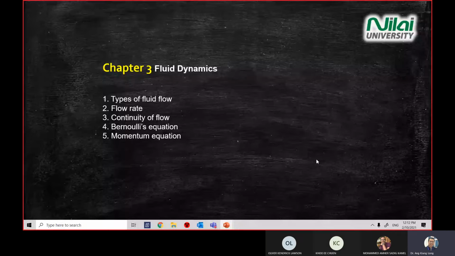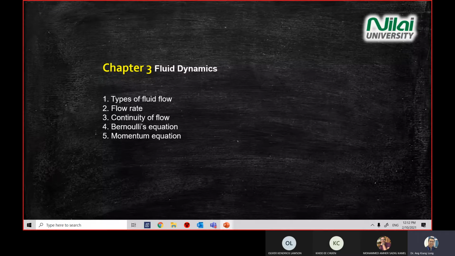Okay, good. All right, so chapter 3, we're going to cover 5 things. Type of the fluid flow, which we already covered: laminar flow, turbulent flow. And then flow rate, continuity of flow, Bernoulli equation, and momentum equation. So it's quite a big chapter for this one.